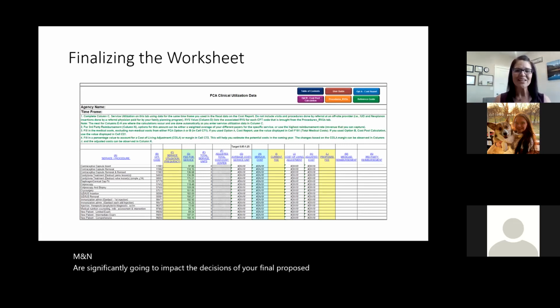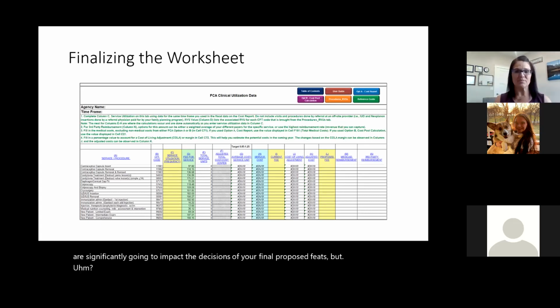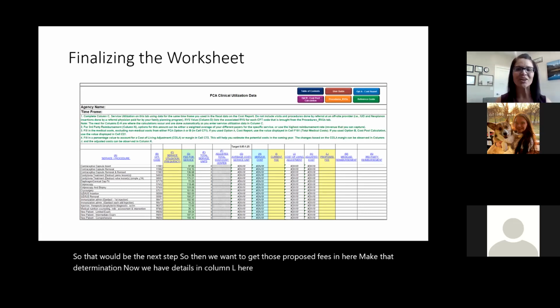So that would be the next step. So then we want to get those proposed fees in here, make that determination. Now we have details in column L. Here is our charge master. These are the fees that we want to move forward with.